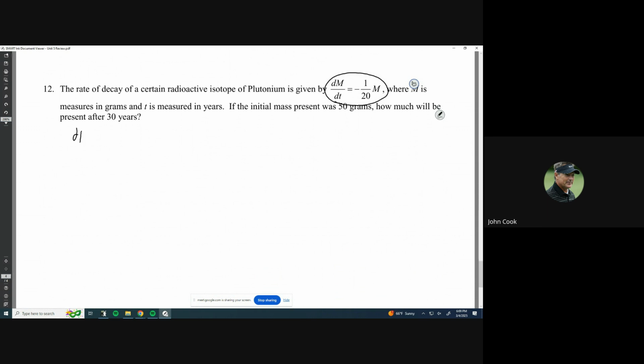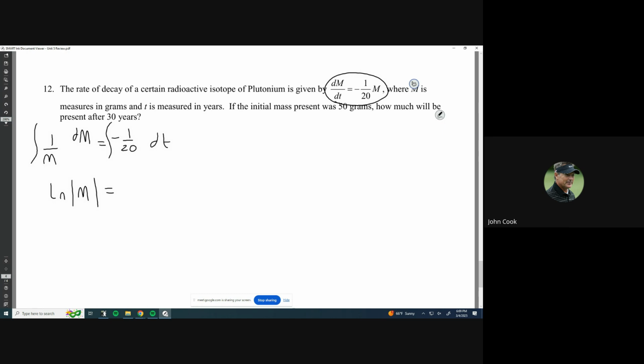All right, so dm dt is equal to -1/20 times m. And this is a separable equation, so I want to get all the m's on one side, so I'm going to divide by m on both sides. And then I got to get the dt over on this side if I want to integrate. Now it's just in terms of m on this side and t on this side, so I integrate both sides. The antiderivative of 1/m is the natural log of the absolute value of m.